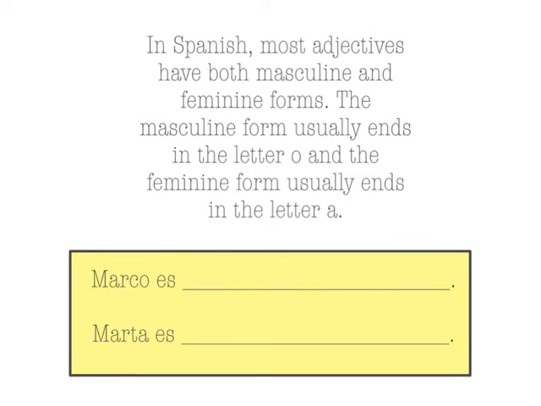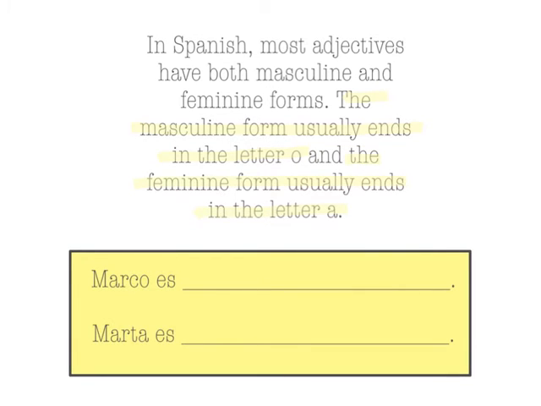In Spanish, most adjectives have both masculine and feminine forms. This means that we're going to use it differently depending whether we're talking about something masculine or something feminine. So today we're just going to practice with people. If you're talking about a boy or girl, okay, the masculine form usually ends in the letter O, and the feminine form usually ends in the letter A.